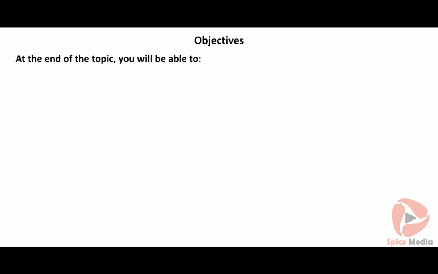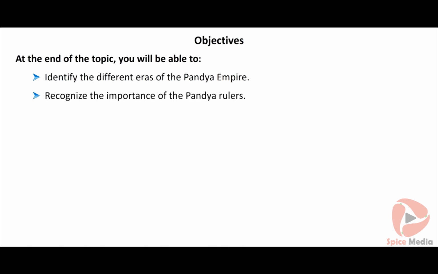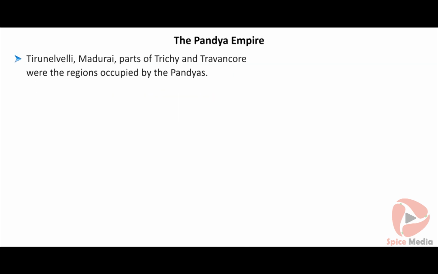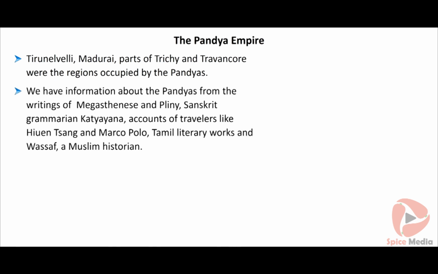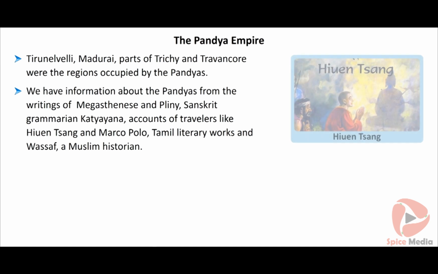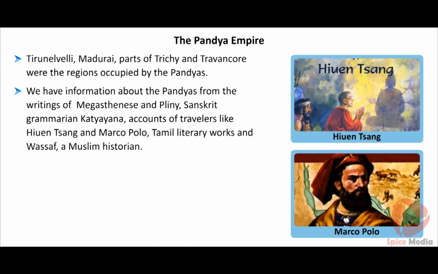At the end of the topic, you will be able to identify the different eras of the Pandya Empire, recognize the importance of the Pandya rulers, and examine the causes for the decline of the Pandyas. Tirunelveli, Madurai, parts of Trichy and Travancore were the regions occupied by the Pandyas. We have information about the Pandyas from the accounts of Greek writers like Megasthenes and Pliny, the Sanskrit grammarian Katyayana, accounts of travellers like Hsuan Tsang and Marco Polo, Tamil literary works, and Vassaf, a Muslim historian.